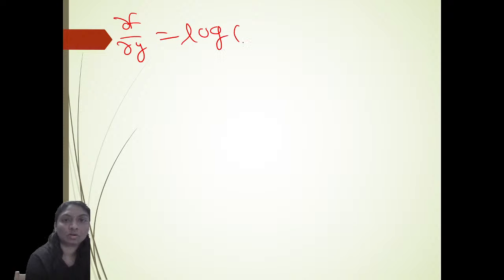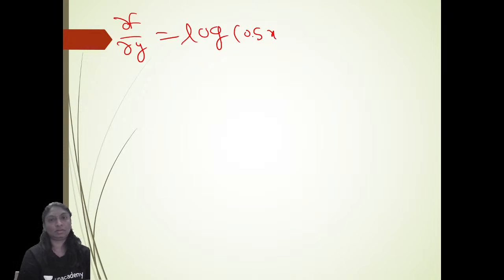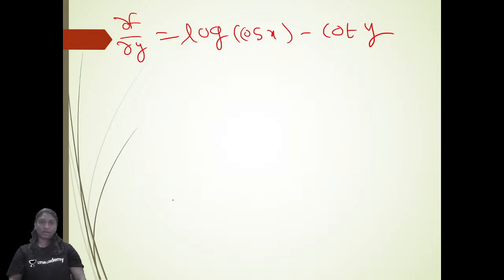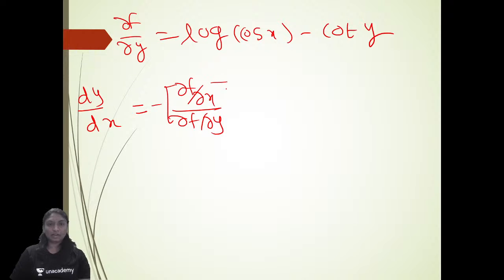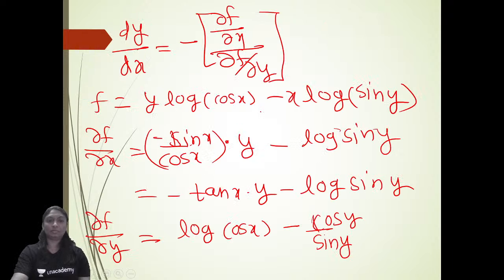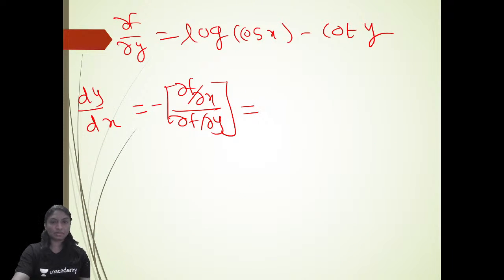Log cos x minus cot y. Log cos x minus log cot y. Right? So here you will get ∂f/∂x. So dy/dx is equal to minus ∂f/∂x upon ∂f/∂y is equal to minus y tan x. This minus sign is outside, so you will get minus y tan x.